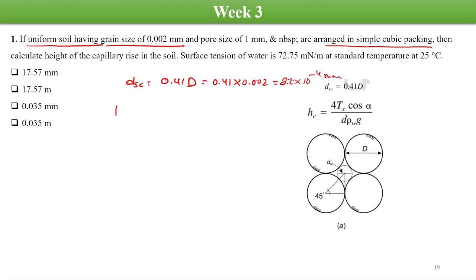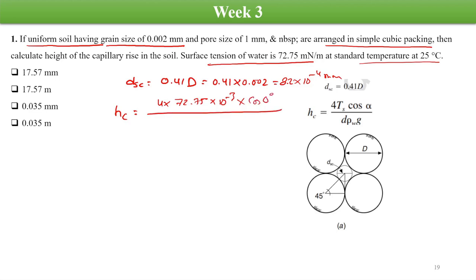Okay. And the capillary rise we need to determine. Everything else is provided, like surface tension, standard temperature, etc. So here, if we put HC is 4 into the surface tension that's given, 72.75 into 10 to the power minus 3, into cos alpha, where alpha can be assumed as 0, so cos 0 degree, divided by the diameter, which is 8.2 into 10 to the power minus 4 mm, so we'll convert into meter, and rho wg can be written as gamma. So gamma is 9.81 kilonewton per meter cube.